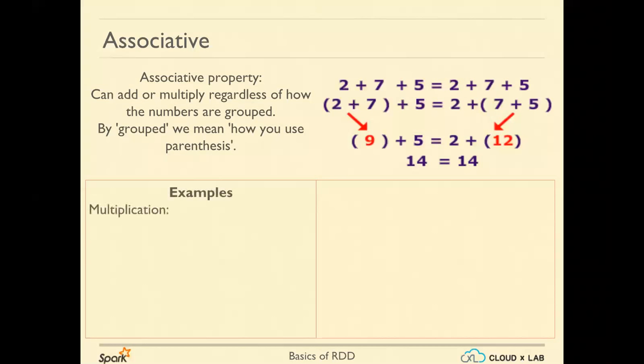So question to all of you: is multiplication associative? If we are multiplying three numbers, if we multiply first two numbers and then multiply the third number, will where we put the bracket matter? No, right? So yes. So here you can see that multiplication is an associative operator.